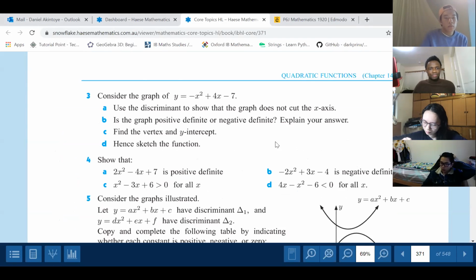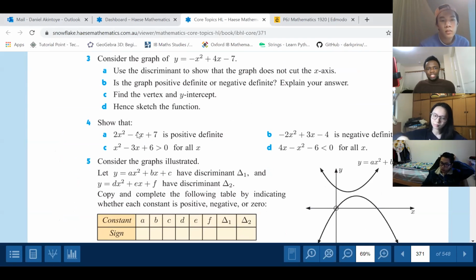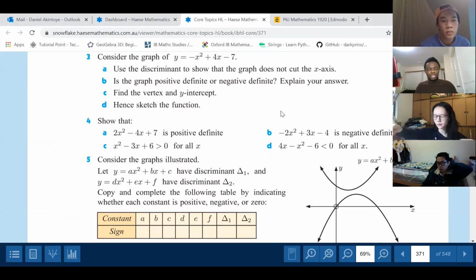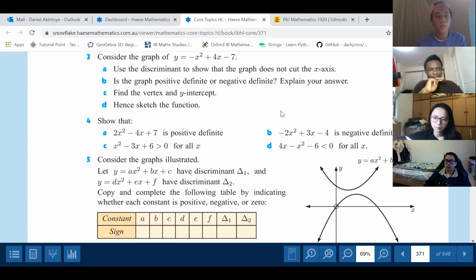Can you see this? Show that this is positive definite. Can I ask you to try it and tell me how you did it? Or just try it. Try A, B, one is positive definite, one is negative definite. Aha. What does this C mean? X squared minus this is greater than 0 for all x. What does that mean?